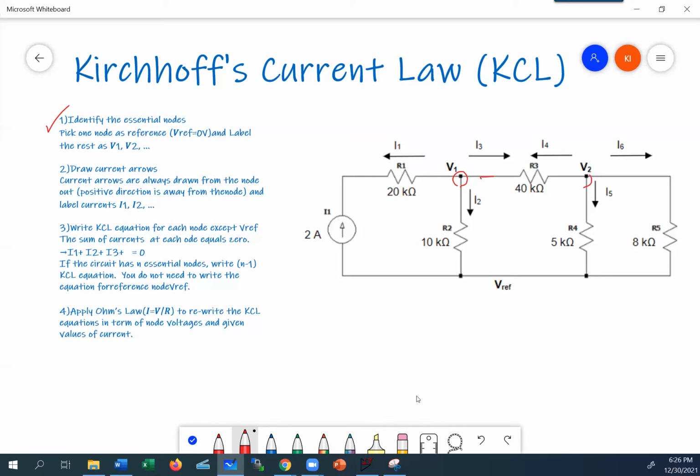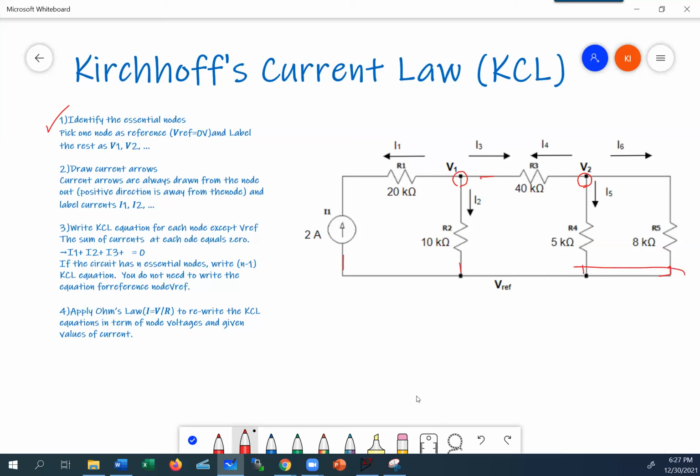And then right here is the second node. We've got R3, R4, and R5 coming together at a point. So that's the second essential node. And the last one is where R5, R4, R2, and current source I1 are coming together.